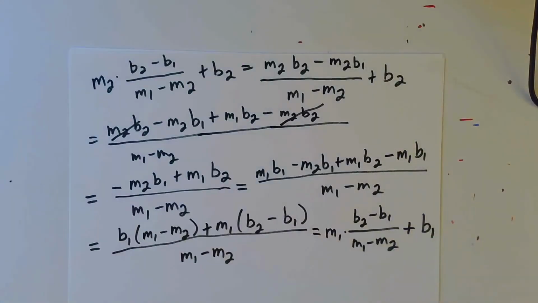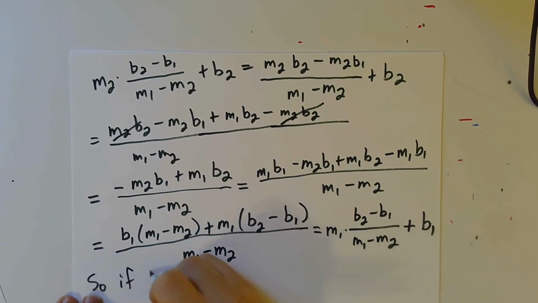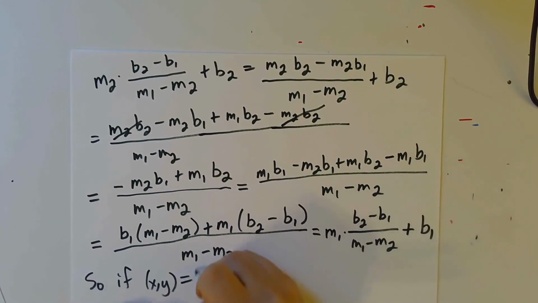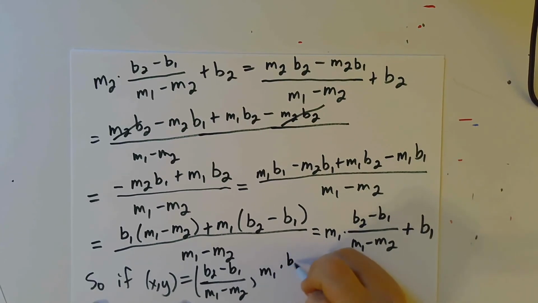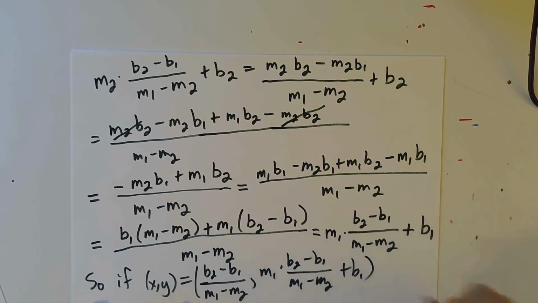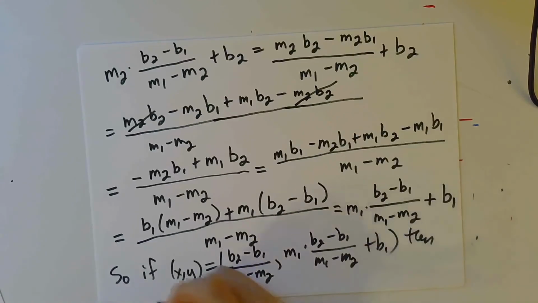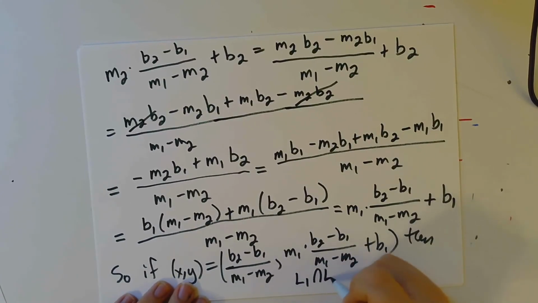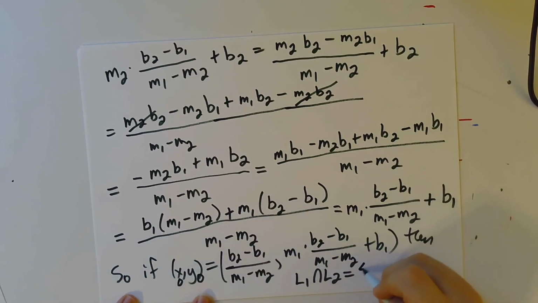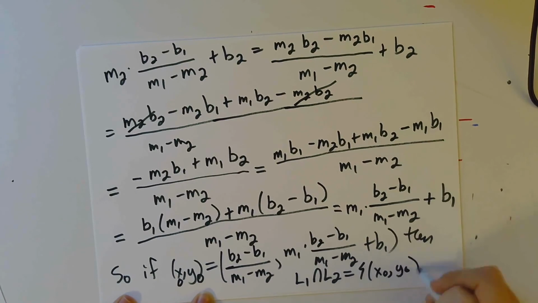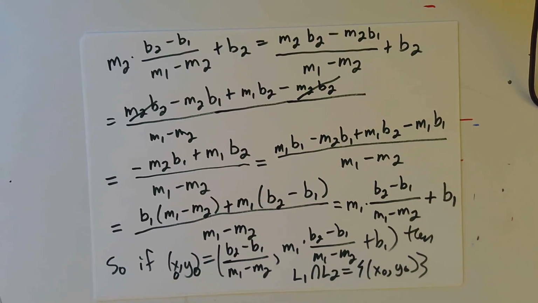And so in particular, what I've shown is that if x, y is this thing, b2 minus b1 over m1 minus m2, comma m1 times b2 minus b1 over m1 minus m2 plus b1, then the intersection between L1 and L2 is exactly that point. I'm going to call this x naught, y naught. The intersection is exactly the set x naught, y naught. So in fact, they intersect at a unique point, as I would hope.